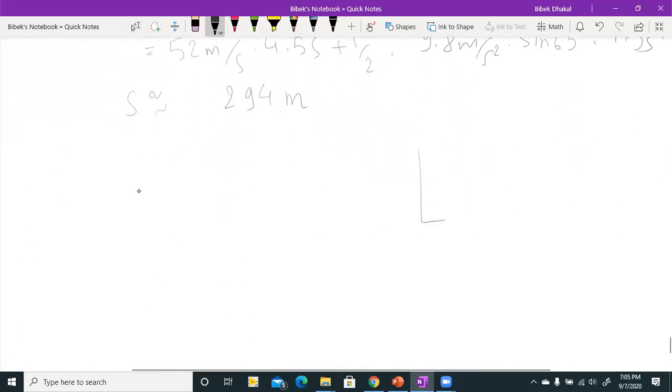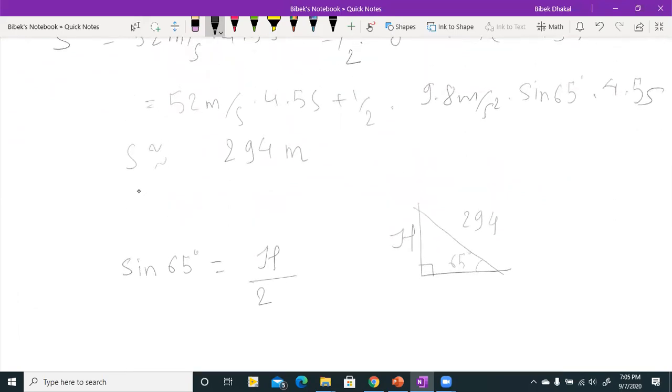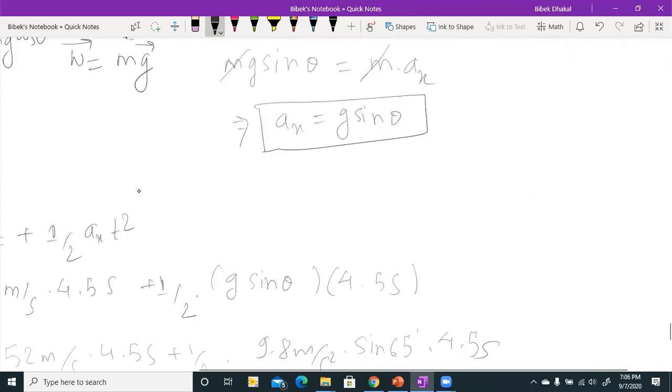Now in the right triangle, the big one, it's 65 degrees and this distance is 294, and we need to find this h. If you use sine of 65, you'll get h over 200. Oh, it's not 294, I misread my calculations. It's 324. Sorry for that.